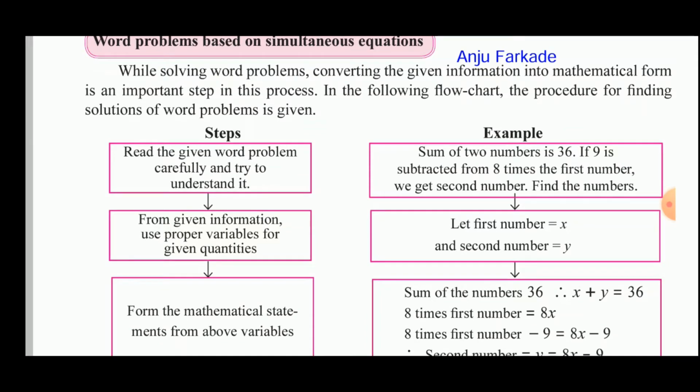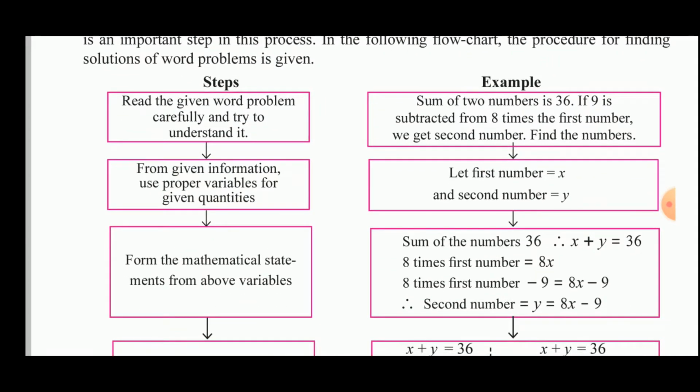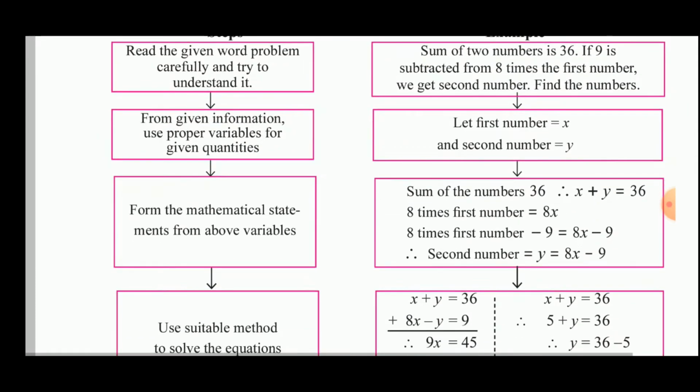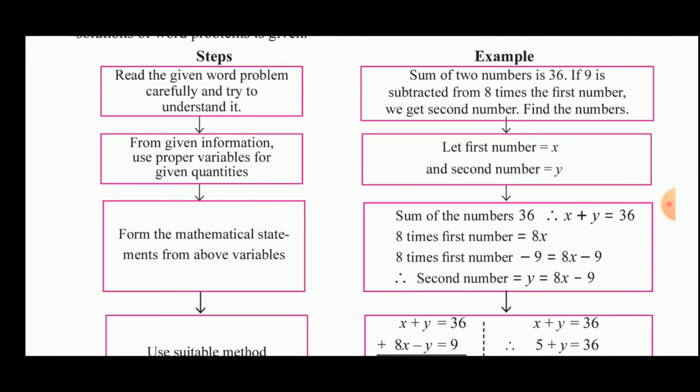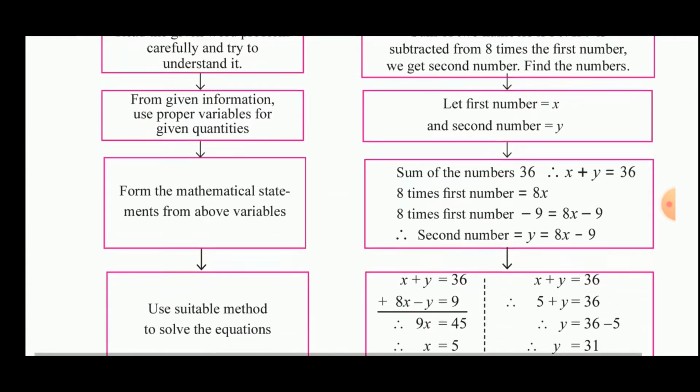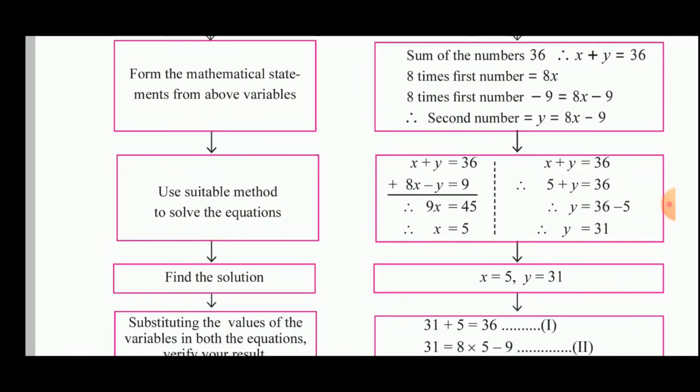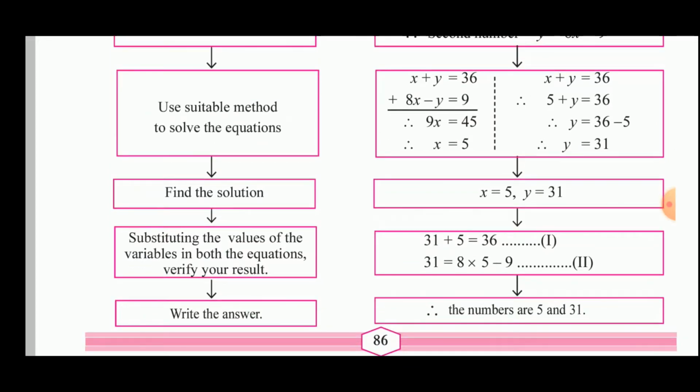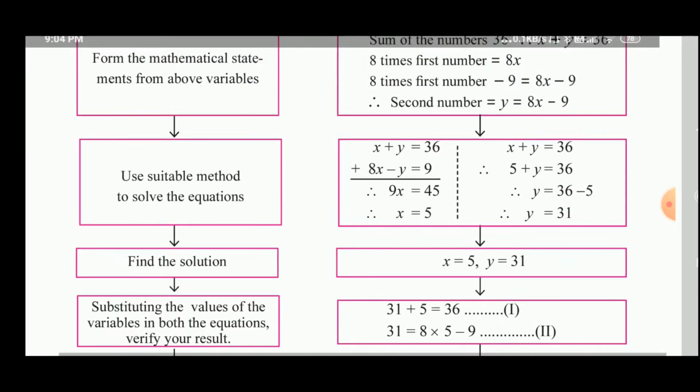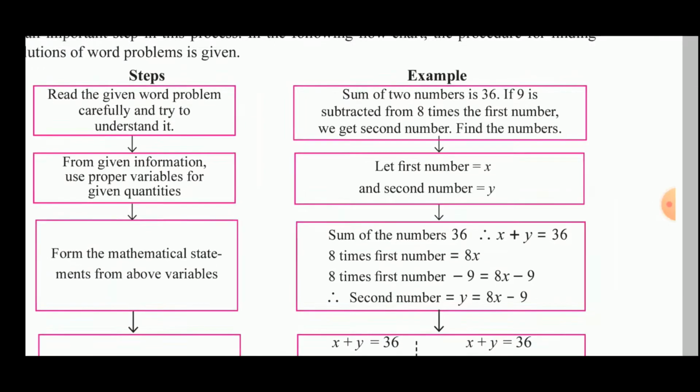Steps: read the given word problem carefully and try to understand it. From the given information, use proper variables for the given quantities. Third, form the mathematical statements from the above variables. Use a suitable method to solve the equations. Then find the solution. Substitute the values of the variables in both the equations and verify your result, and then write down the answer. Like, see this example now.